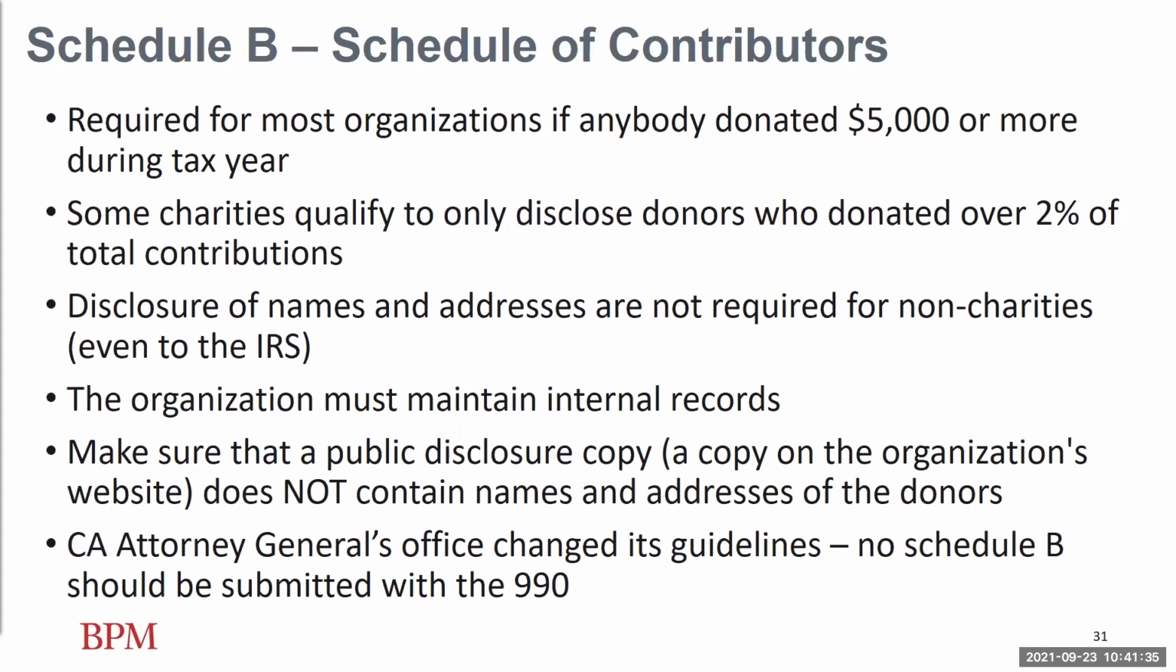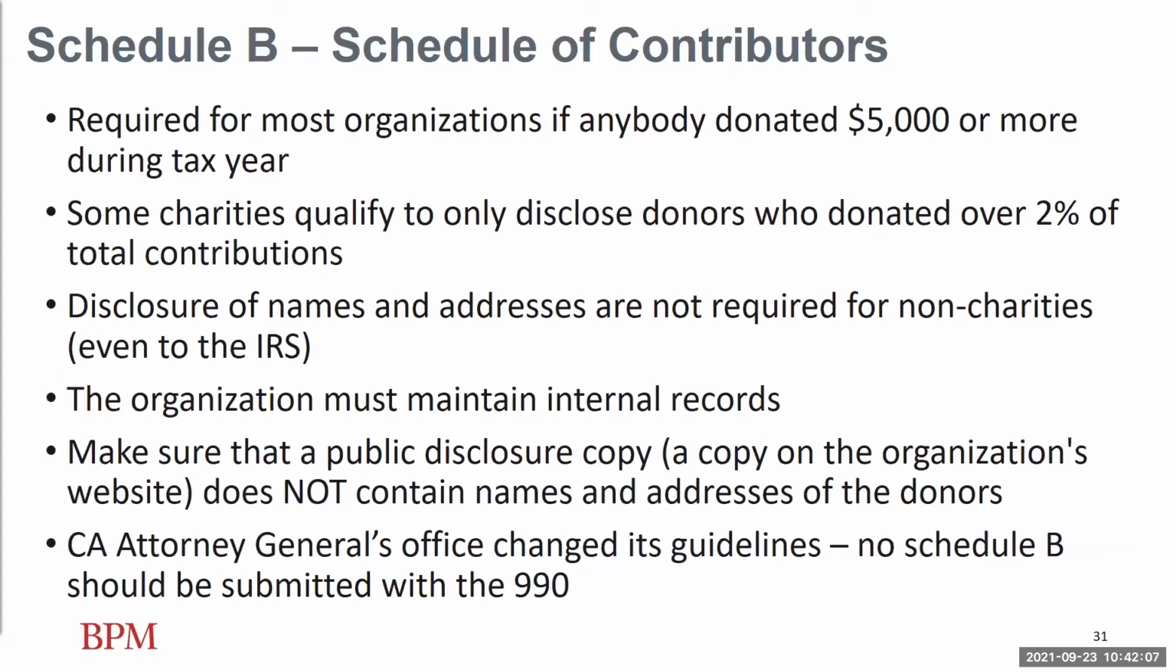Okay, Schedule B is a schedule of contributors. IRS says, if your organization gets money from people and somebody donates $5,000 or more, you need to let us know who it is. And up until several years ago, it was for all organizations: you tell the name and address of the person. Several years ago, IRS said, if you're not a charity, you don't need the name and address, just the amount.